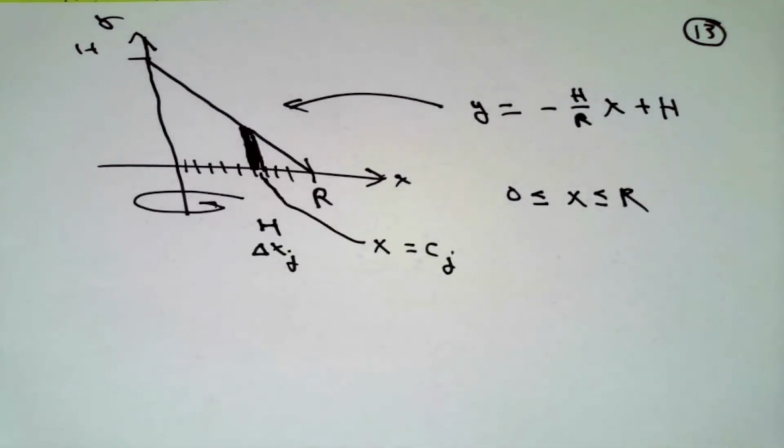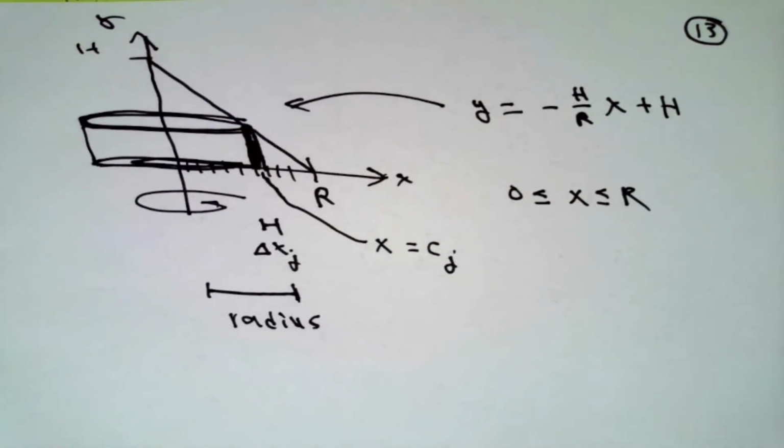To think about a shell, I'll think about one of these subdivisions in the x direction. I'll call the width of the one I'm thinking about delta x_j. I'll pick a representative x value, x equals c_j, within it. The shell wall thickness is going to be delta x_j, and all we have to do is to correctly identify the radius and the height, and we'll be all set.